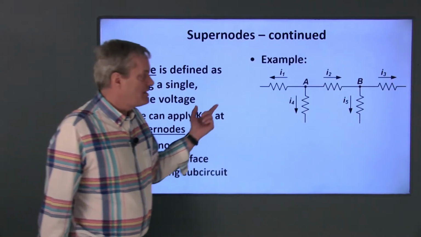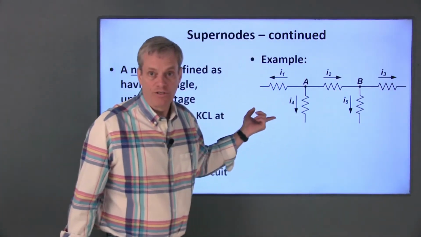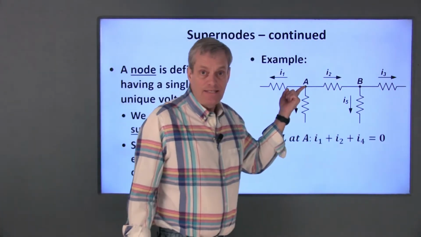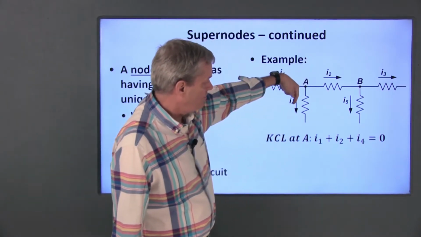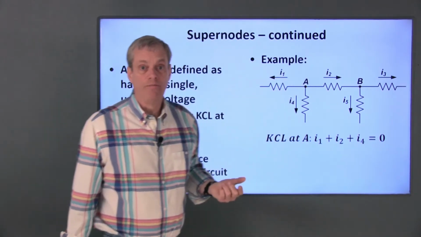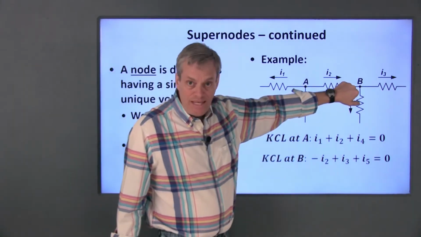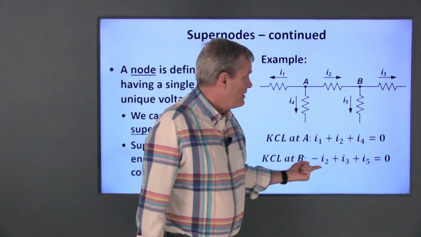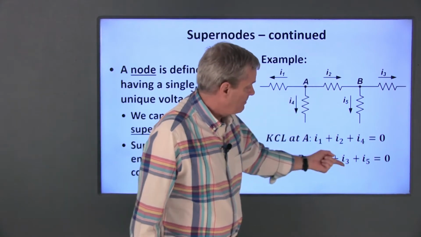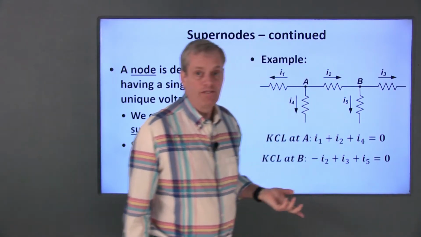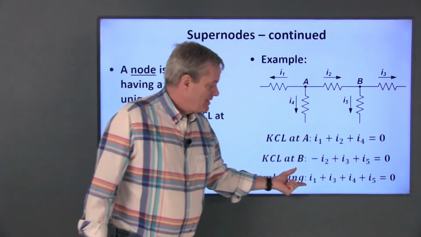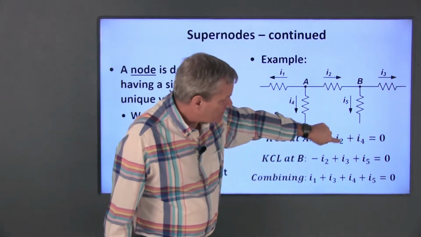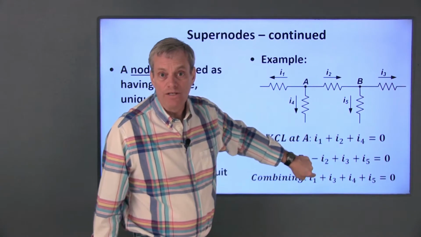As an example, let's take a look at this section of a larger circuit. If I do KCL at node A, I get this equation: I1 plus I2 plus I4 is equal to 0. KCL at node B gives me this equation: negative I2, since it's entering B, plus I3 plus I5 is equal to 0. If I add these two equations together, I get this equation. The I2 term cancels out of the two equations.